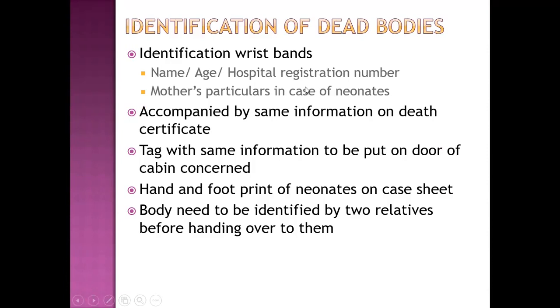Then identification of dead bodies. It is by identification wristbands, which should include name, age, and hospital registration number. And in case of neonate, mother's particulars are also required in wristbands. And same information on death certificate. And tag with same information to be put on doors of cabin concerned. Hand and footprint of neonates should be there on case sheet, and body need to be identified by at least two relatives before handing over body to them.